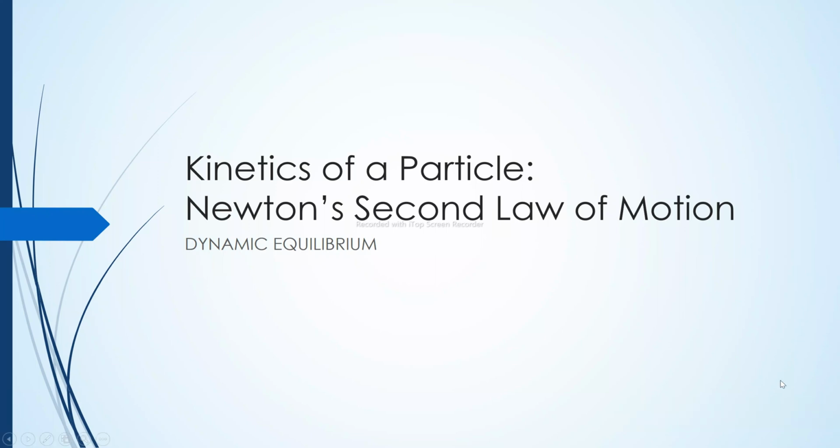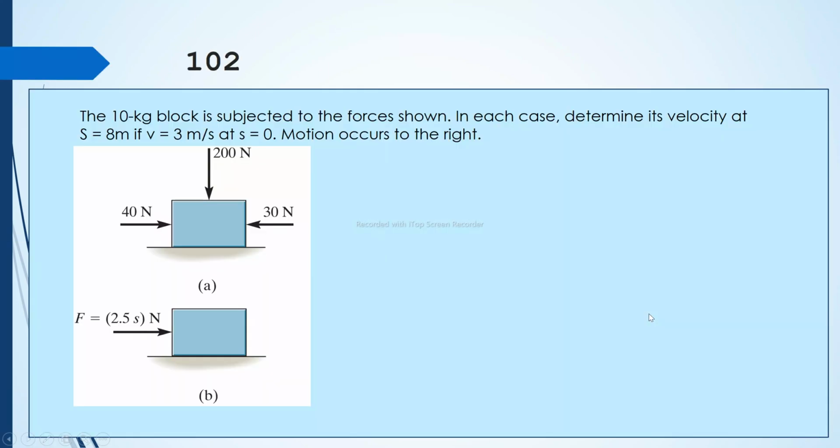Let's proceed to our second example. Here we have a 10 kilogram block that is subjected to the forces shown. We have two conditions on this one, case A and case B. These blocks have the same mass, that is 10 kilograms, and each is being subjected to the forces shown.